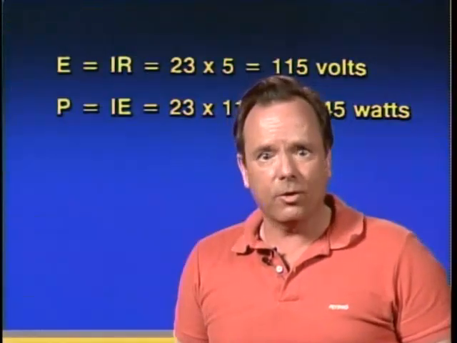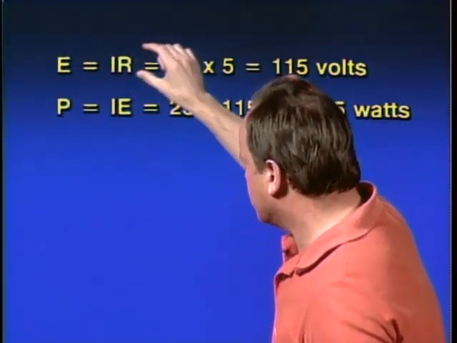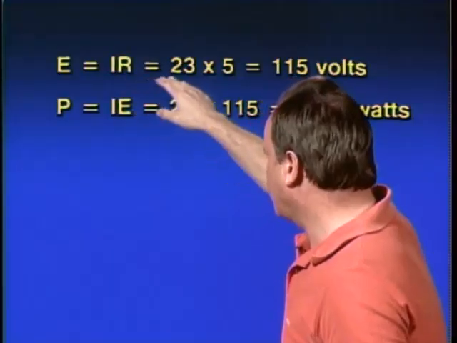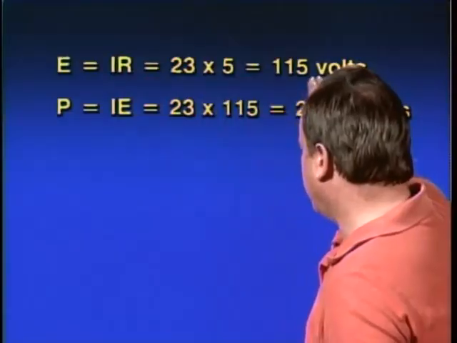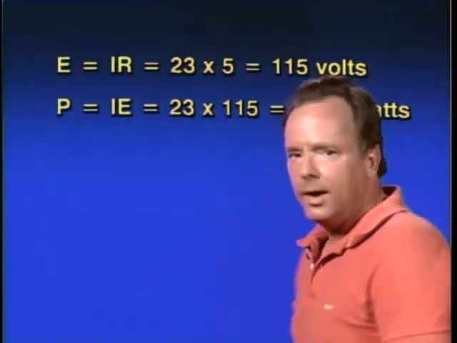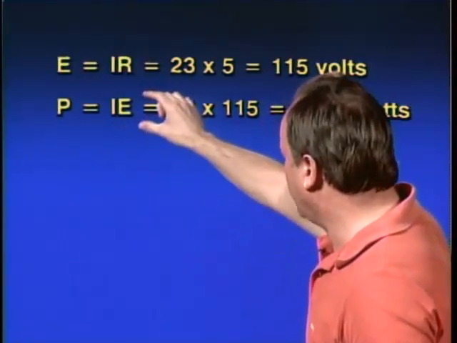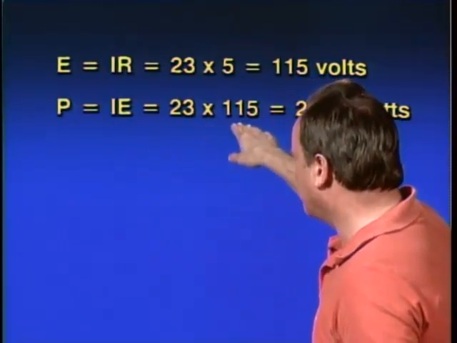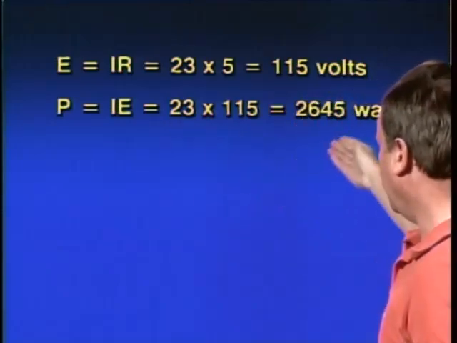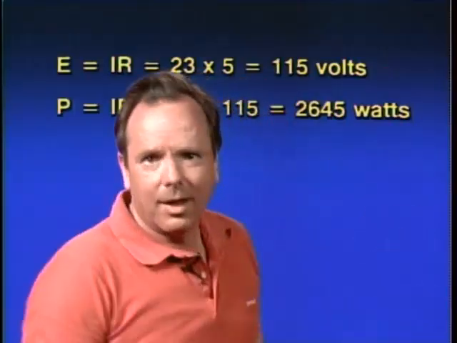Well, if you remember the formula, it's very simple. Volts equals the amps times the resistance. And we have 23 amps and resistance of 5 ohms. It's 115 volts when you multiply that out. To find the power, you multiply the current times the voltage, and the current was 23 amps, the voltage was 115, multiply that out, and it's 2,645 watts. All right, it's getting simpler and simpler and simpler, isn't it?